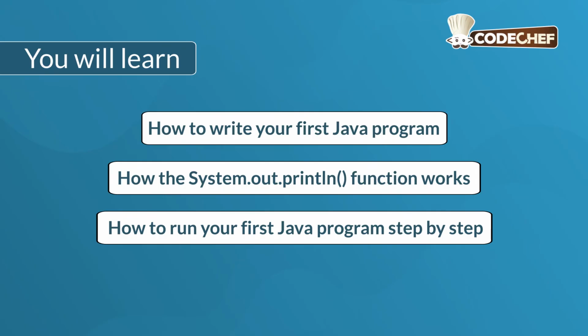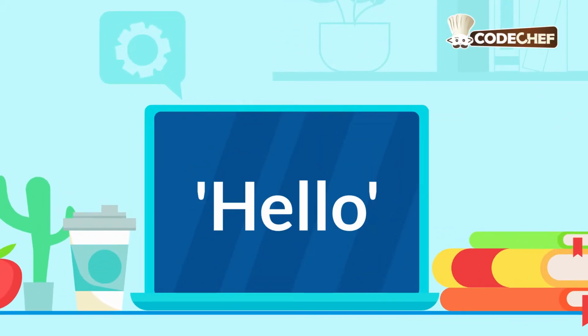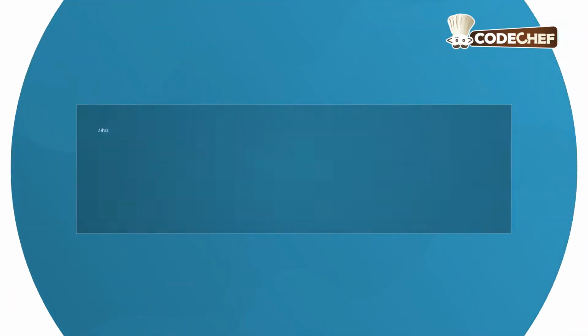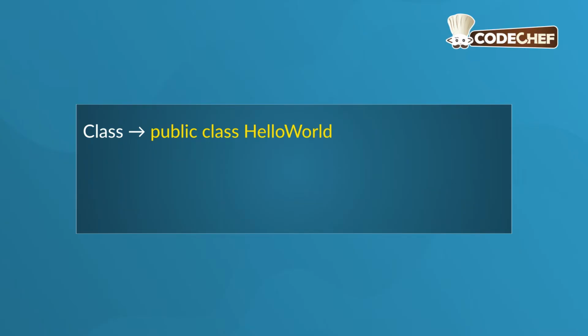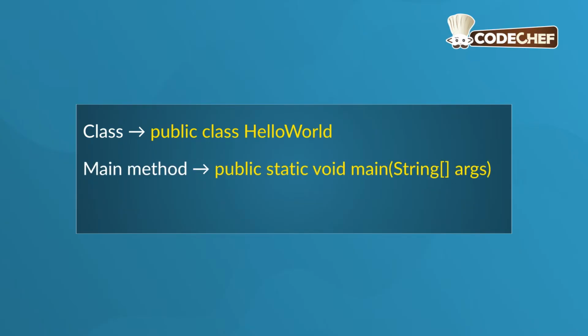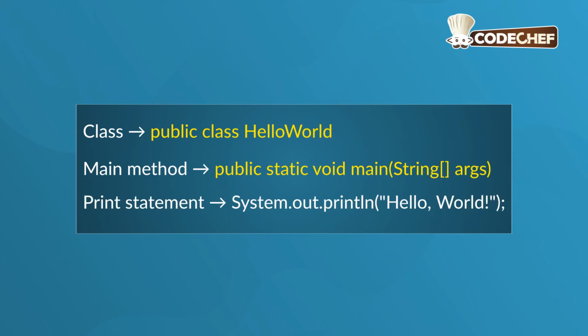A Java program is a set of instructions the computer executes. The Hello World program is the simplest Java program that prints text to the screen. It consists of a class where the program code resides, a main method, the entry point where the program starts, and a print statement that displays output to the console.